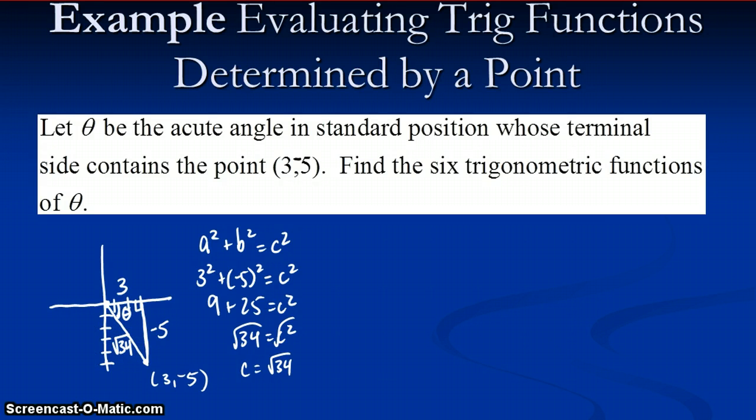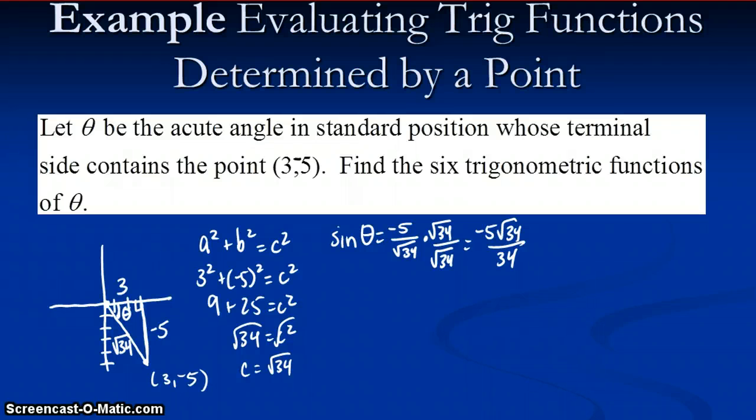Now that we have our right triangle, it becomes a problem just like in sections 4.1 and 4.2. We're given that triangle, and I want to find sine of theta. Again, the key is that theta is the angle here. We know sine is opposite over hypotenuse, so I'd have -5 over square root 34. Don't forget to rationalize the denominator. I multiply by root 34 over root 34 and get -5 root 34 over 34.